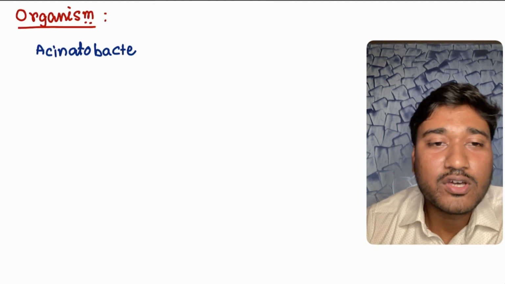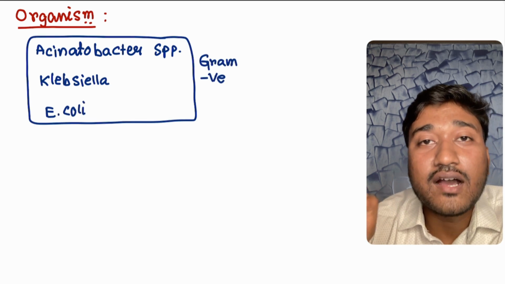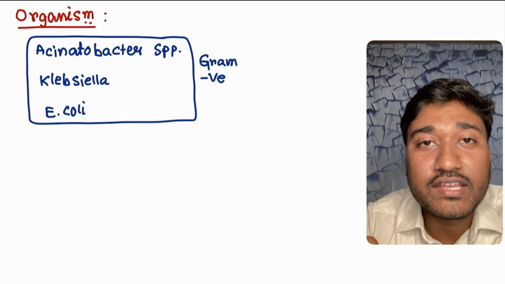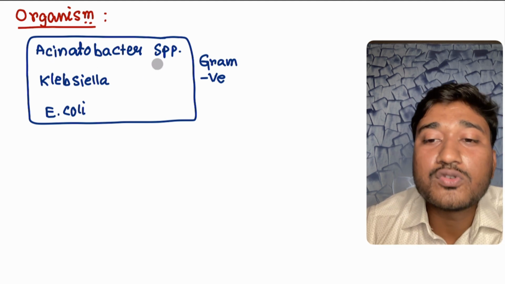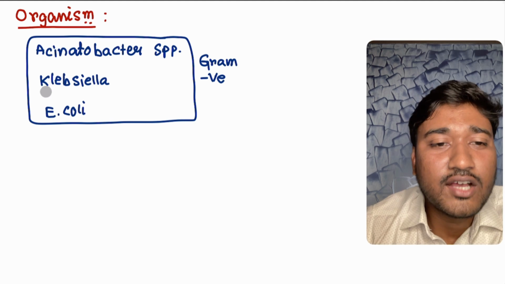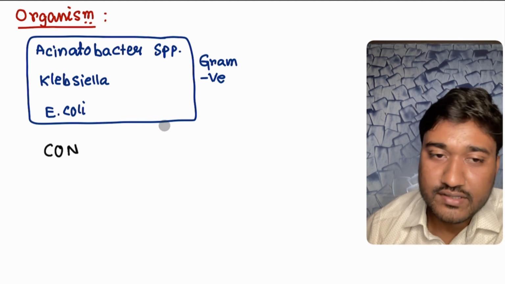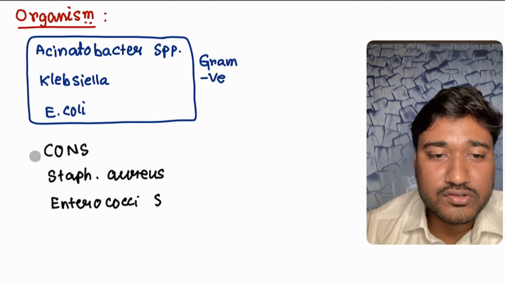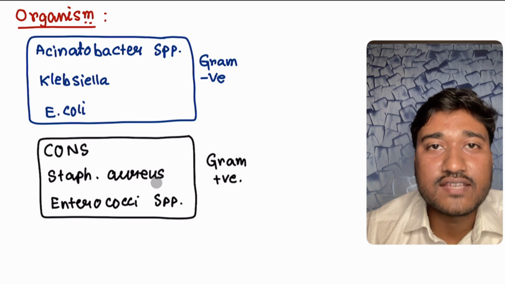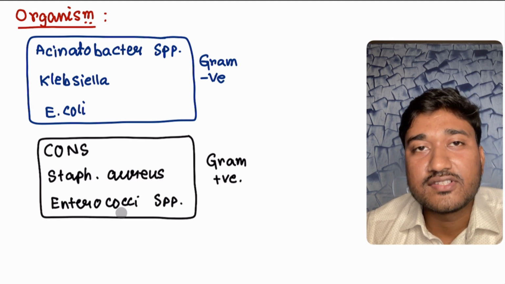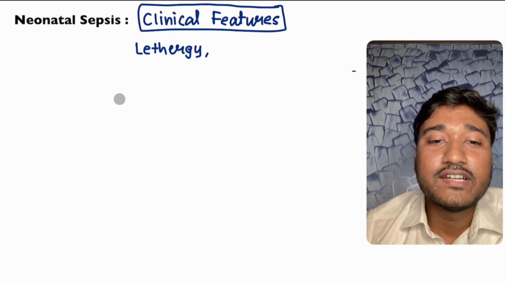Okay, what could be the organism? Remember, Acinetobacter, especially gram-negative organisms, are very, very common in neonatal sepsis. Acinetobacter species, this is most common, around 22%. And maybe pan-resistant Klebsiella, E. coli, these are common gram-negative organisms. And gram-positive organisms, we have CONS, that is coagulase negative Staphylococcus, or maybe Staphylococcus aureus, or maybe Enterococcus species. These are gram-positive.